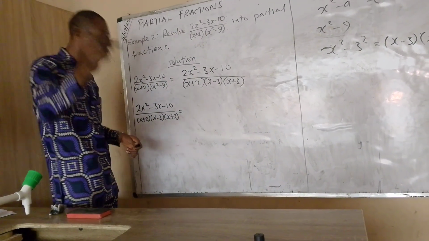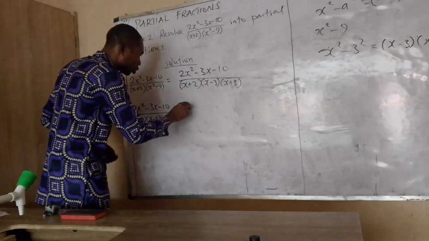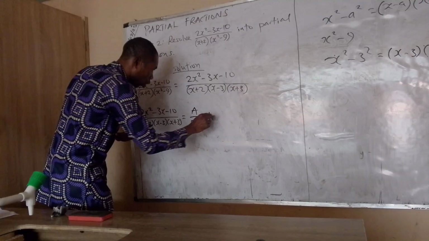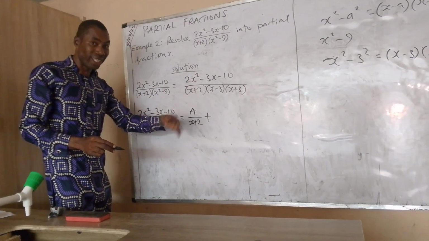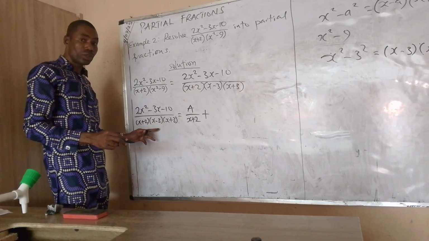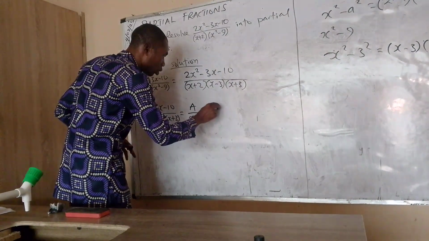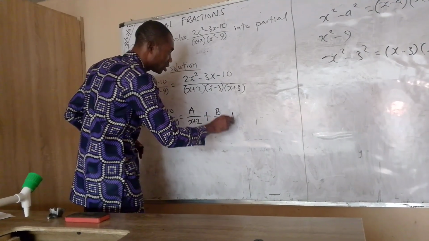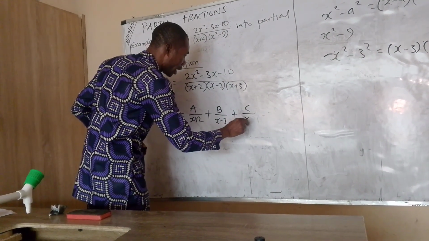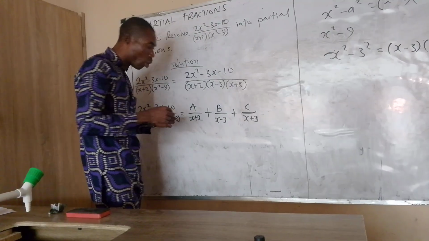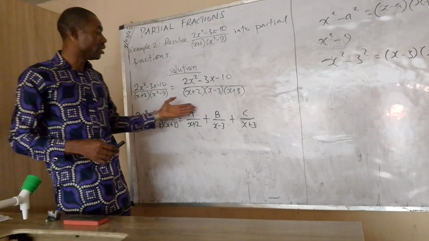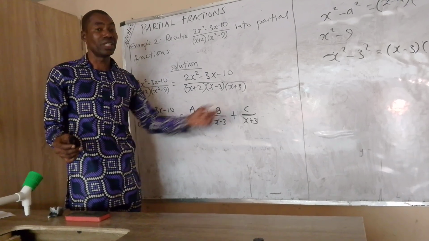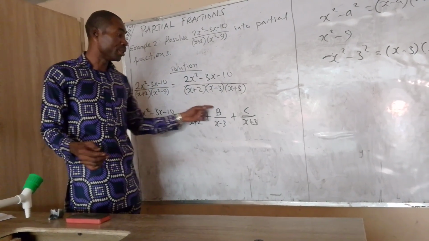So for the first partial fraction, my A becomes the numerator over x plus 2, then plus, we are summing them, we always sum them. My second is going to be B as my numerator over x minus 3, the second factor here. Then my third partial fraction will be C over x plus 3. The only thing I need to find are the numerators. I don't know them, so I use alphabets to represent them, capital letters A, B, and C.